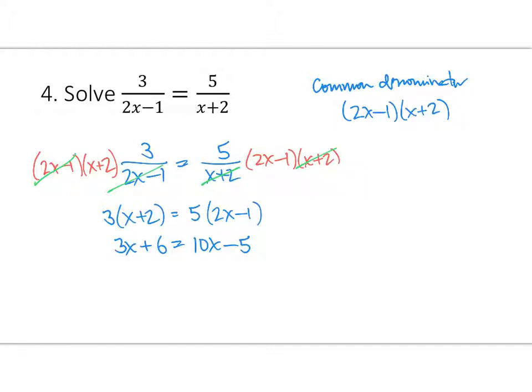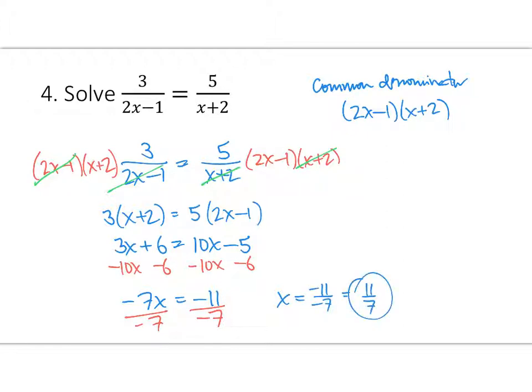and now this looks a lot like the equations that we've been doing before. I can subtract 10x from both sides, and subtract 6 from both sides. We'll do both of those steps at once. 3x minus 10x is negative 7x, and negative 5 minus 6 is negative 11. We'll divide both sides by negative 7, and that gives us x equals negative 11 over negative 7, but the negatives divide out, and so I just get 11 over 7.